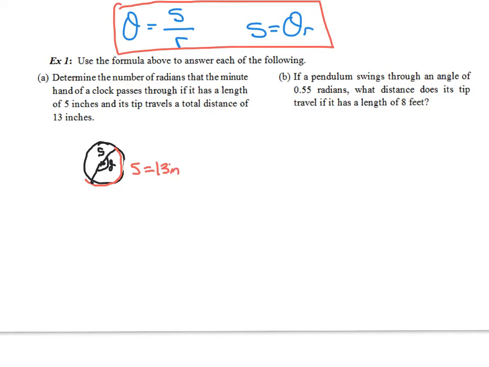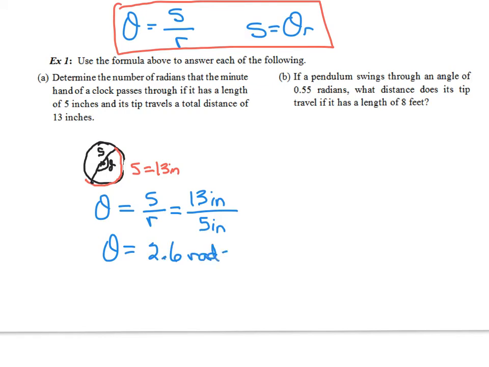So using my formula, since I want to solve for the angle, I want to use the one that has theta by itself. So theta is equal to S divided by R. Now the S was how far the tip of the hand of the clock traveled, 13 inches. We're going to divide by the radius. So basically we want to know how many radii are in the arc length. When I do that division, I get that theta is equal to 2.6, and that's going to be in terms of radians. I can abbreviate radians as RADS.